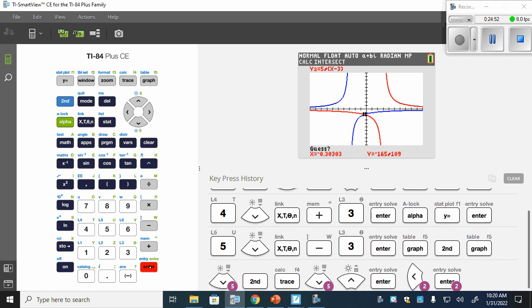Now, always, after we tell it where the first two points are probably going to be, it asks if we want to guess what the value is. Well, no. I don't want to guess what that value is. And here it tells us that the intersection is negative 0.3 repeated, and the y value is negative 3/2.